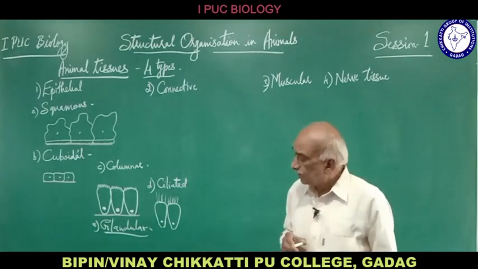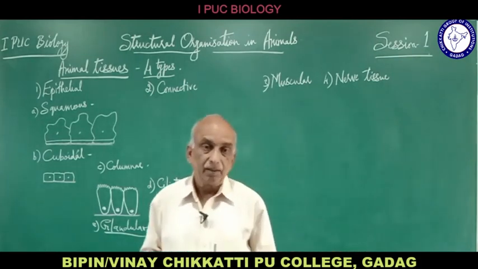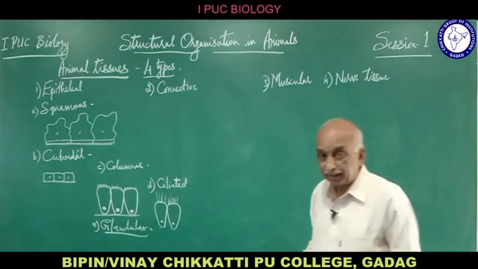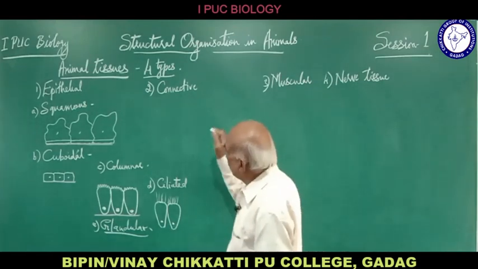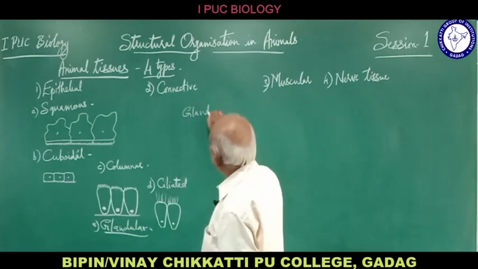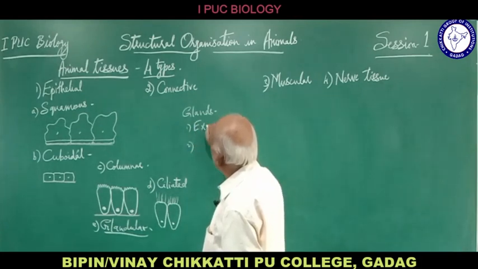And there are 2 types of glands based on the way they secrete their secretions. Based on that, there are two types of glands, which are exocrine glands and endocrine glands.